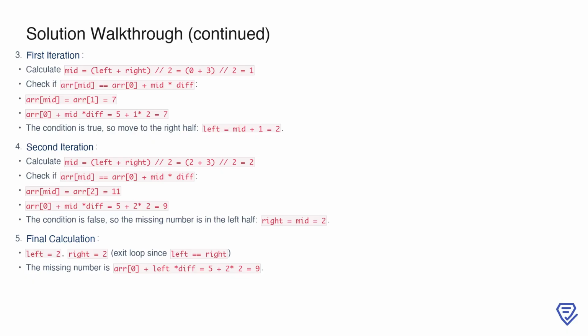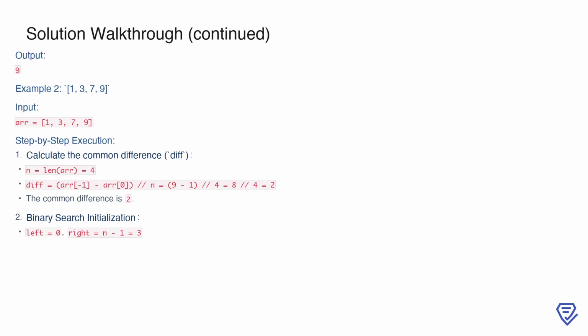The missing number is calculated as arr[0] + left * diff, which is 5 + 2 * 2 equals 9. The output for this example is 9, as the missing number in the sequence 5, 7, 11, 13 is 9. Now let's consider another example, the array 1, 3, 7, 9.